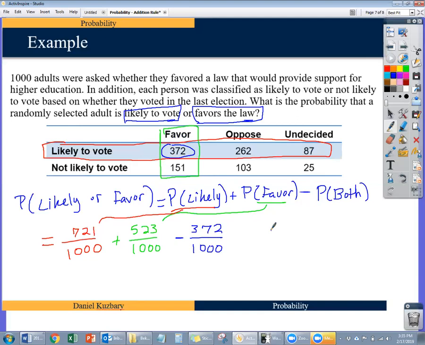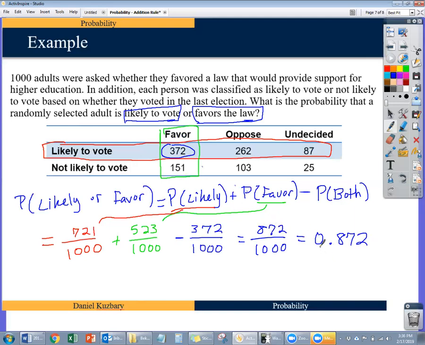Because these events weren't mutually exclusive, I had to use the addition rule the long way. Then I'm going to add the red number to the green number and then subtract the blue number. And I get 872 over 1,000, which ends up being 0.872. There's nothing to round. That's the exact number there. So this is the probability that you're either likely to vote or you favor the law.